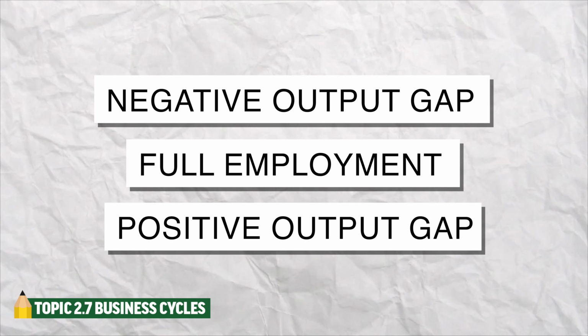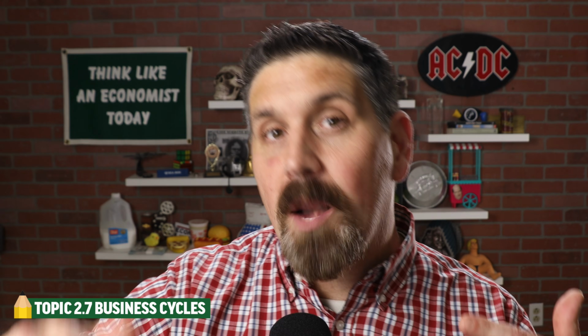Remember these 3 situations. In the next unit, we're going to draw each one of them on different graphs and then start talking about how to fix the economy. For now, understand the economy goes up and down over time, but it can only be in one of 3 places. Okay, that's it for this topic. Right now, pause this video, fill out topic 2.7 on your study guide.